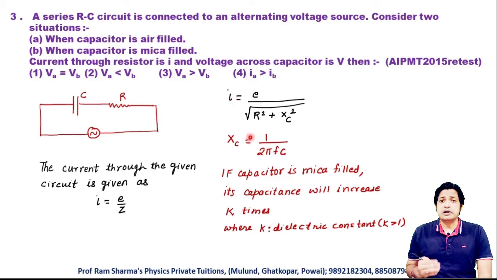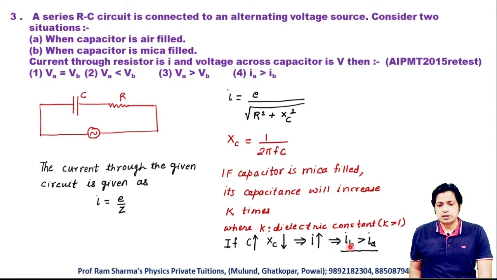That means the current later will be more than the current initially. That means the current in the second part will be more than the current initially. That is, I in case of B will be more than I in case of A. So that is the first thing we get: IB is greater than IA, and we do not have any option like this.